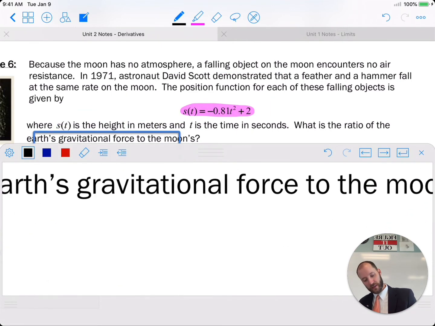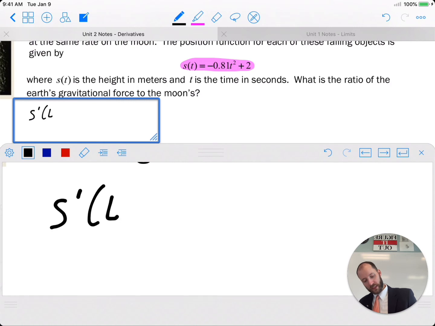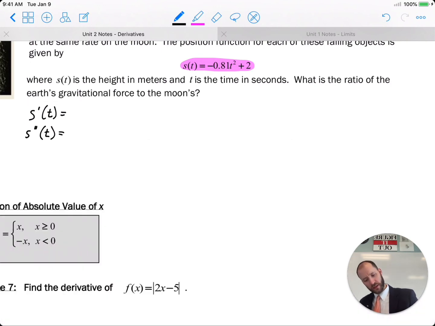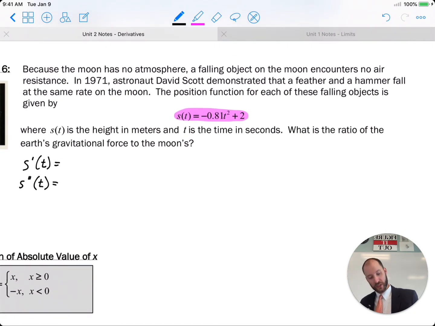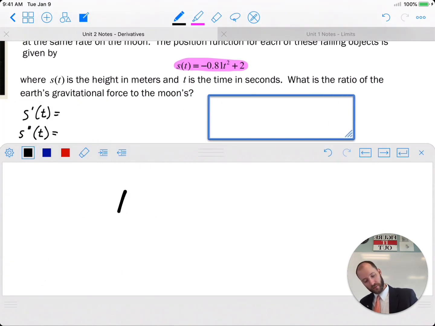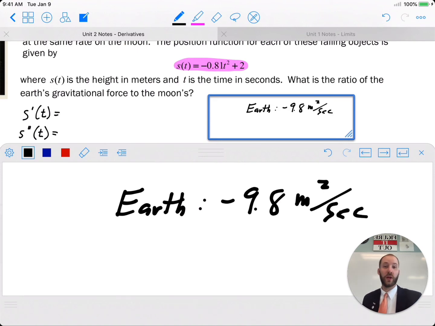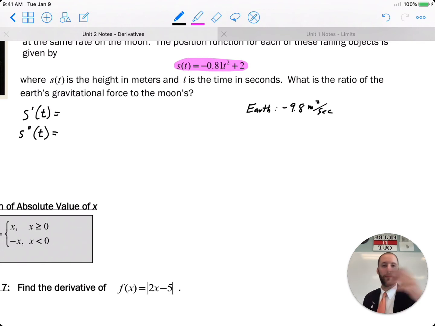So if you have S of t, you need S prime of t, and then you need S double prime. And then compare that in a ratio to the gravitational force on Earth, which is given in meters. So Earth's, remember that acceleration due to gravity? Negative 9.8 meters per second squared. Compare the moon, compare the earth, get a ratio for that.